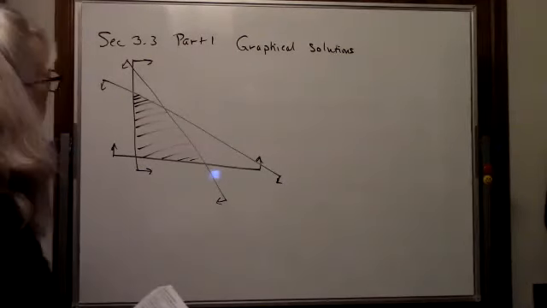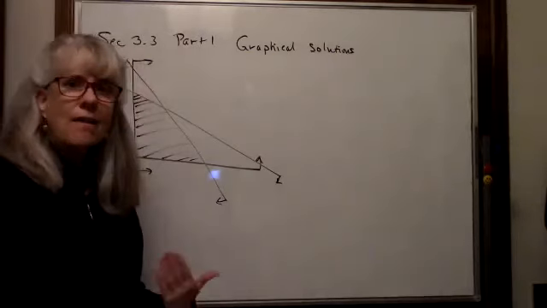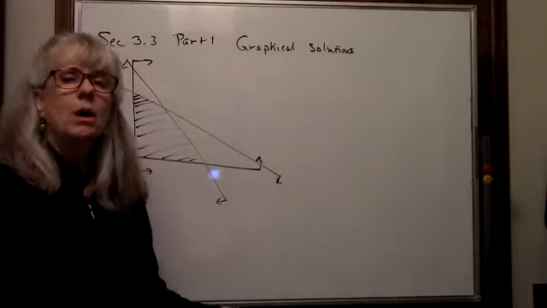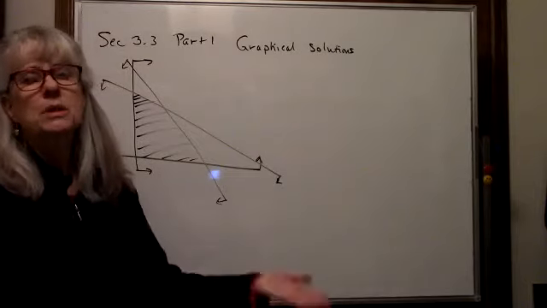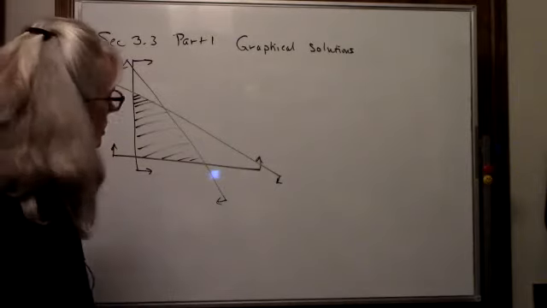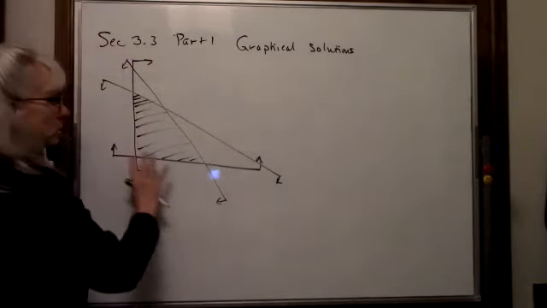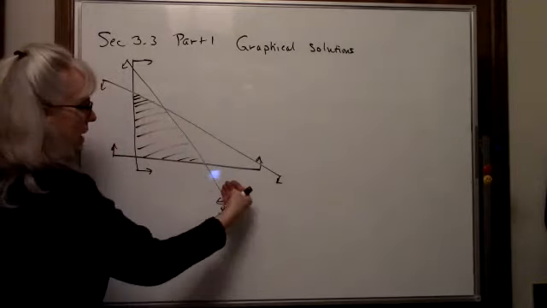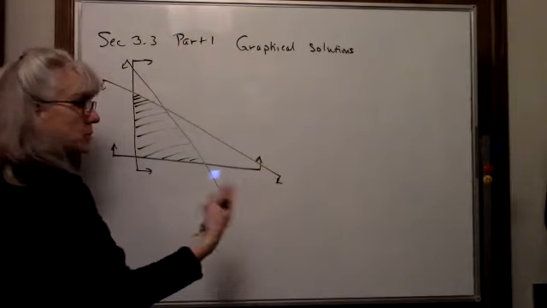Section 3.3, Part 1, we finally get to look at the graphical solution to these linear programming problems. You've learned how to formulate them, but now we need a little bit of theory to help us solve them in order to maximize or minimize the objective function. So what I have here is a typical maximization problem. And I know it's a maximization problem because you can't exceed these in terms of producing.